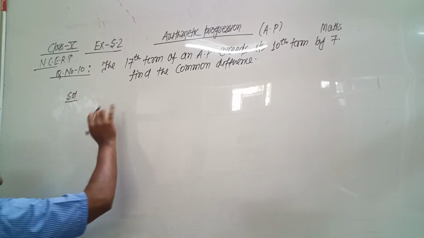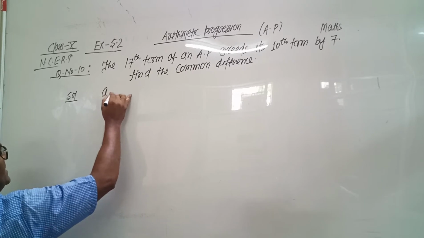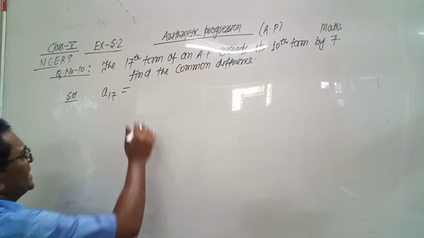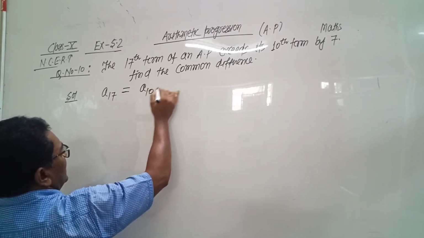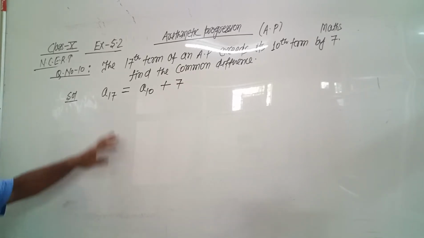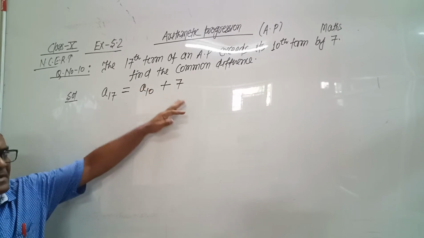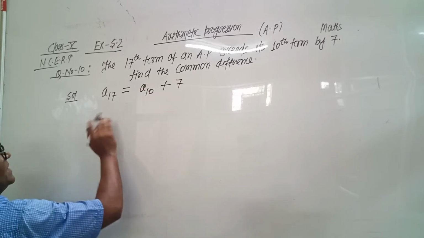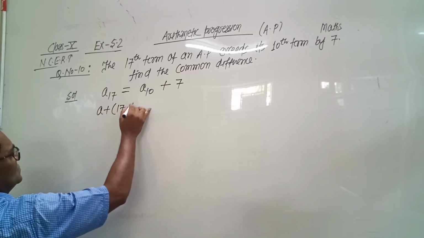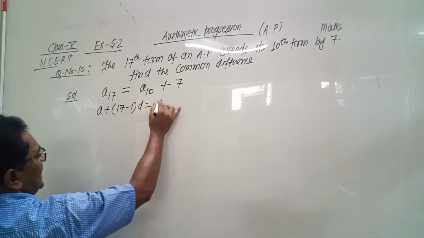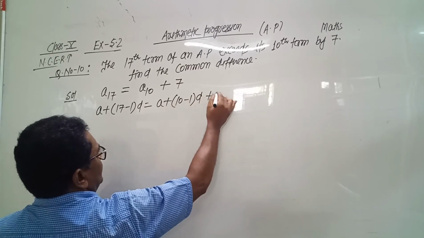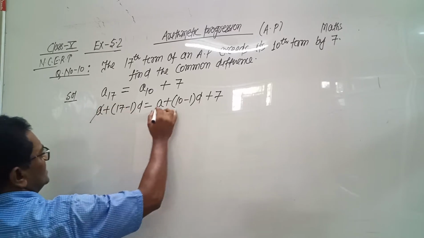So we have given the 17th term, means A17. Exceeds means more. Exceeds its 10th term. 10th term means A10. Exceeds means plus. By 7 means plus 7. The 17th term exceeds the 10th term by 7. And A17 means A plus 17 minus 1 into D. A10 means A plus 10 minus 1 into D, and plus 7. From both sides, A and A get cancelled.